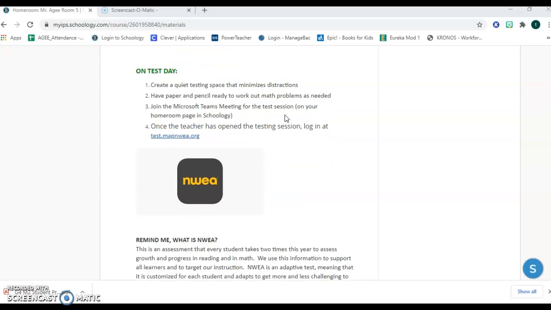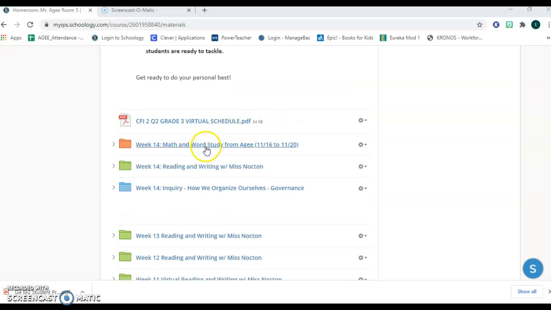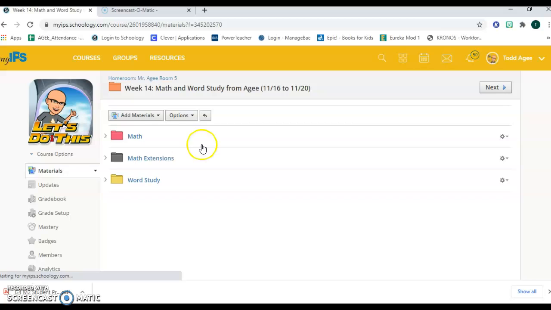So you're going to zoom on down here to the week 14 math and word study, and you'll notice that there is a third folder here. It has been brought to my attention that some people might want some extra work. And so inside the math extensions folder, I'll allow you to be free and explore that at your leisure.